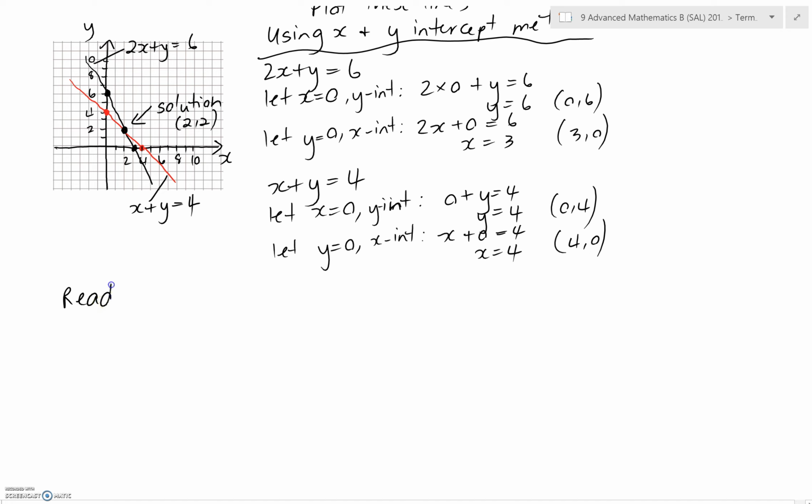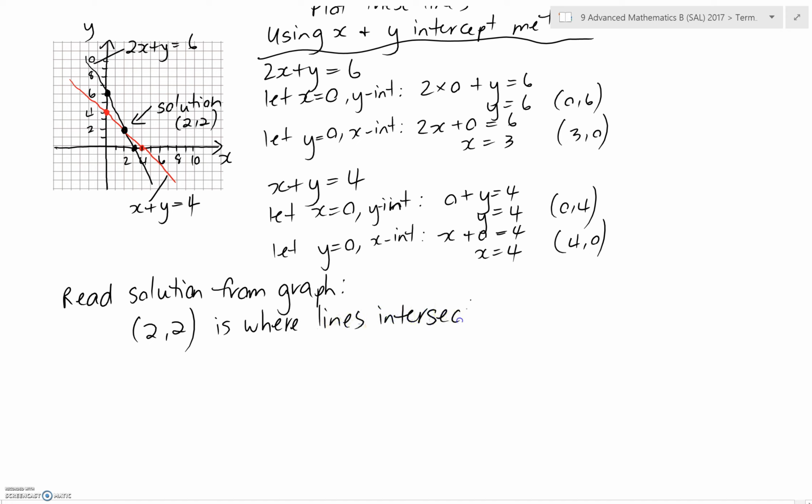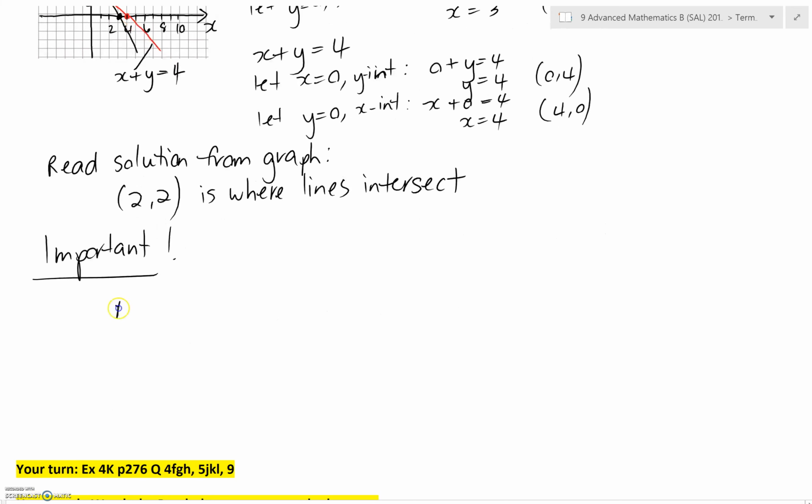To get the answer, read the solution from the graph. If your graph is accurate, you're going to be able to do it without any problem. So (2, 2) is where the lines intersect, the point of intersection, which is the solution to these simultaneous equations. Just a reminder: axes must be accurate, and your lines must also be drawn accurately.